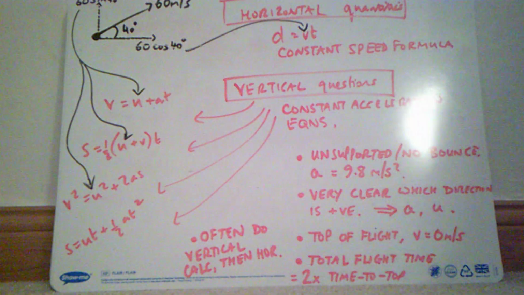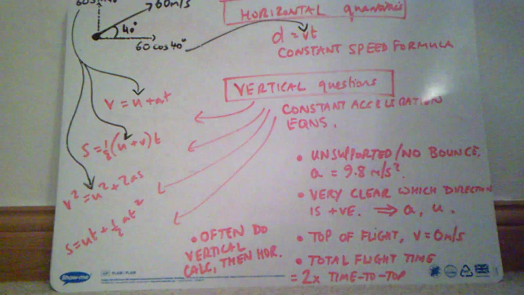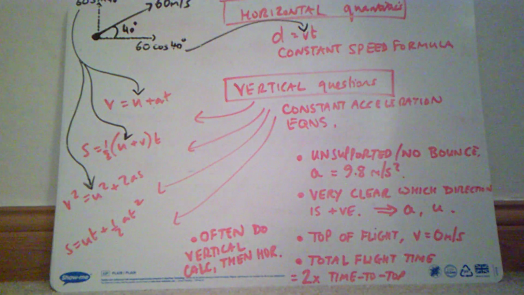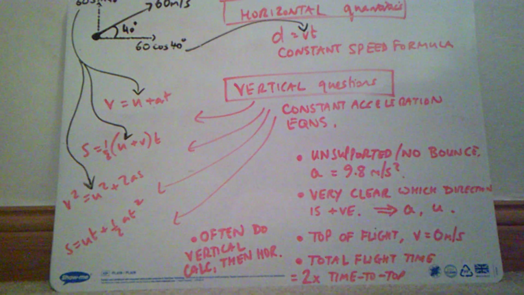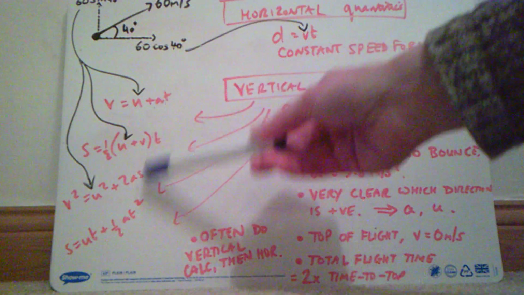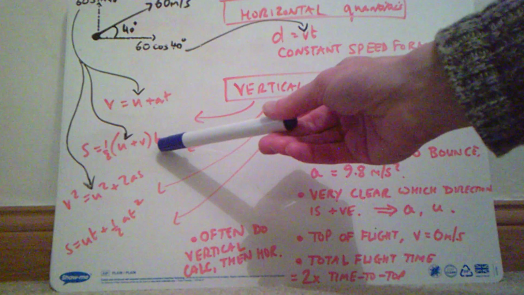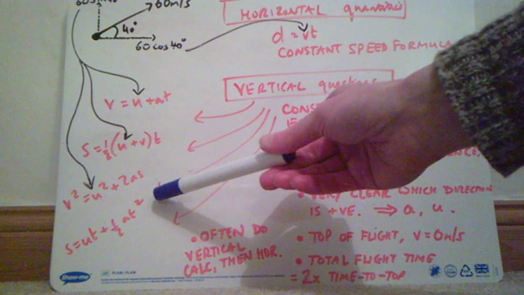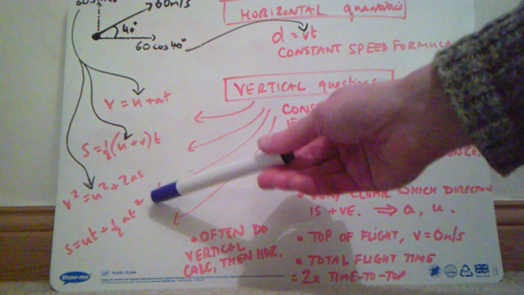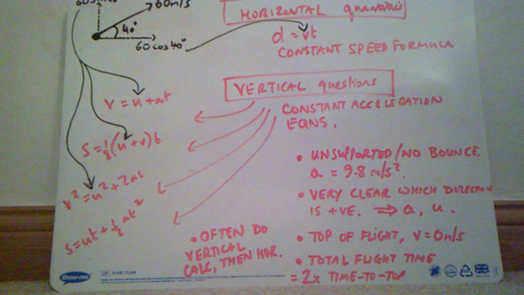Vertically, because vertical motion is experiencing the acceleration due to gravity, we are not allowed to use d equals vt. We have to use the constant acceleration equations. Now at higher, there's 4 constant acceleration equations: v equals u plus at, s equals half u plus v times t, v squared equals u squared plus 2as, and s equals ut plus half at squared. Which one you use, again, depends on your shopping list. This is why you need to use shopping lists.